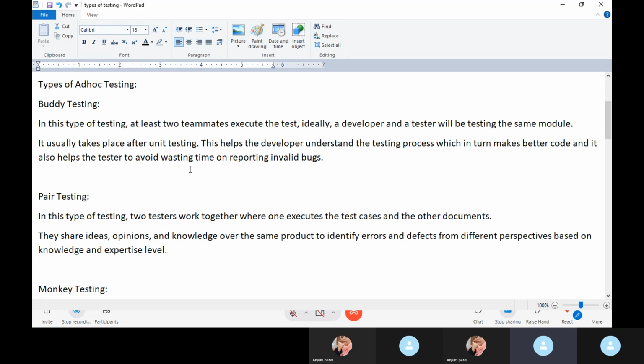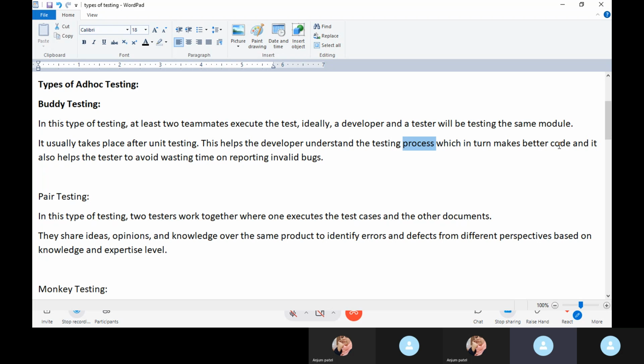And there are different types of ad hoc testing also. One is buddy testing. In this testing, two teammates work together to execute the test cases. Ideally, a developer and a tester will be testing the same module. It usually takes place after unit testing. This helps the developer to understand the testing process, which in turn makes better code.